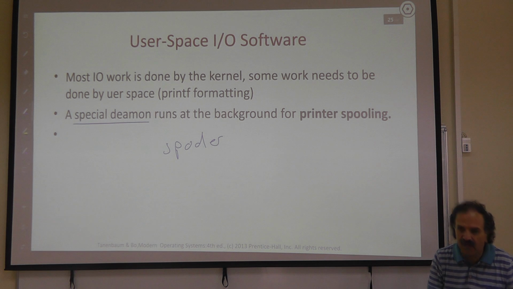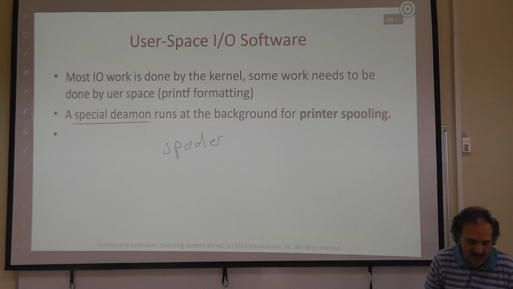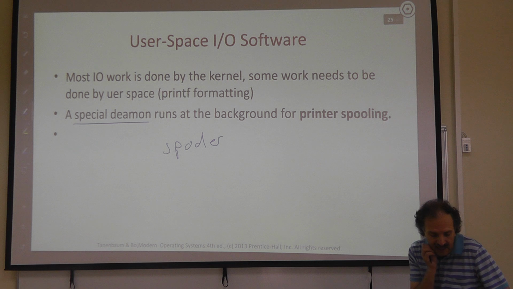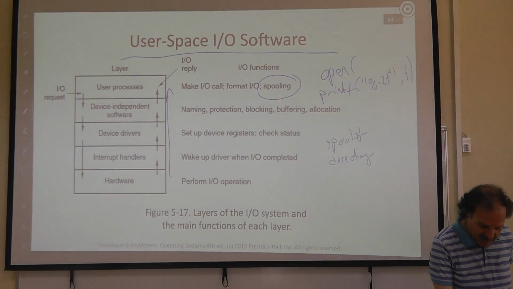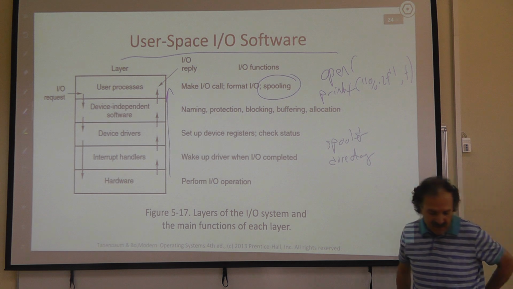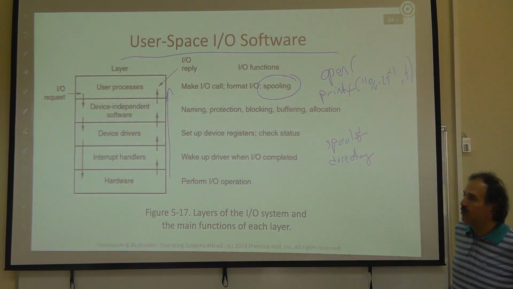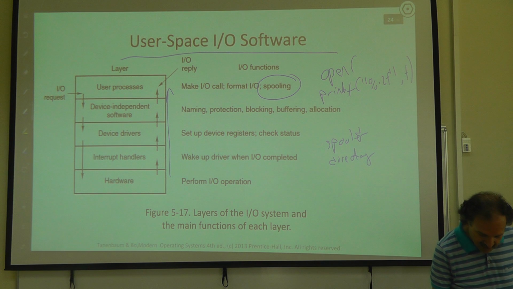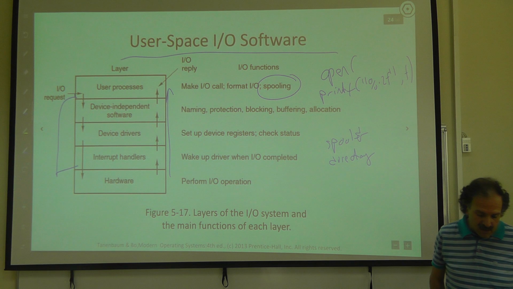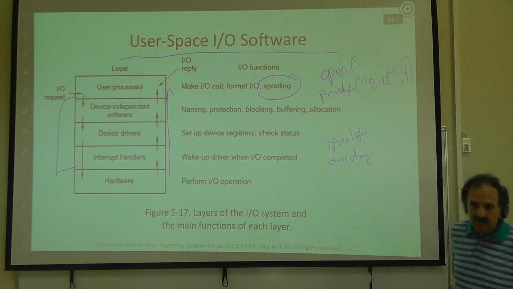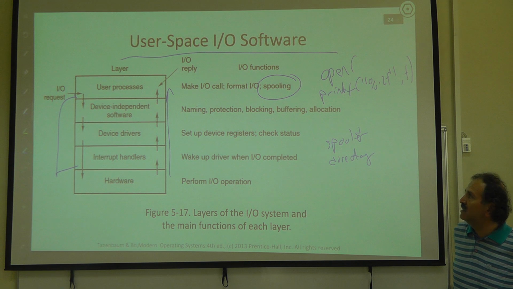There is a priority mechanism, but you can handle that using different kinds of mechanisms. But there is a priority handling mechanism too. So this spooler runs at the user level. It doesn't run at the kernel level. The kernel level is here. The spooler, although it's part of the operating system, runs in the user space.